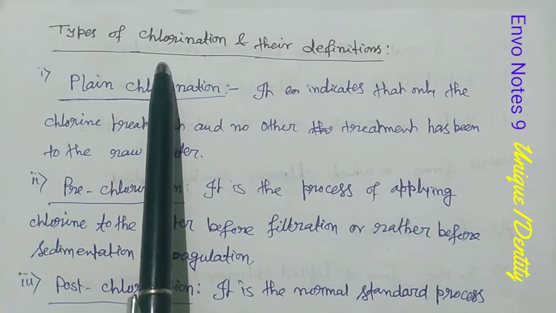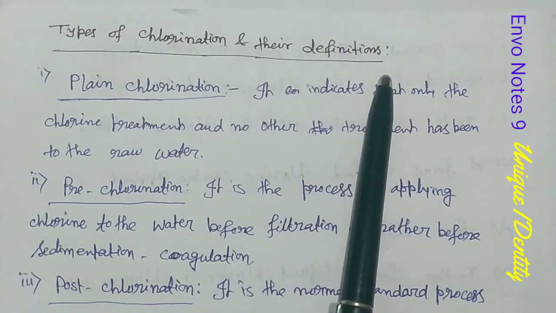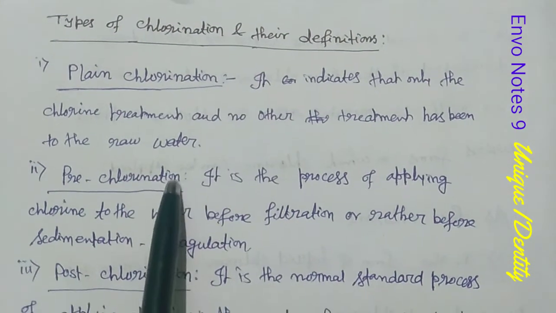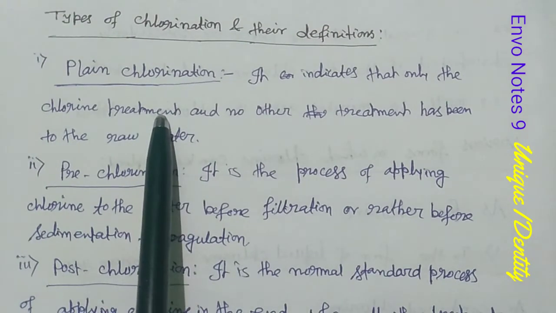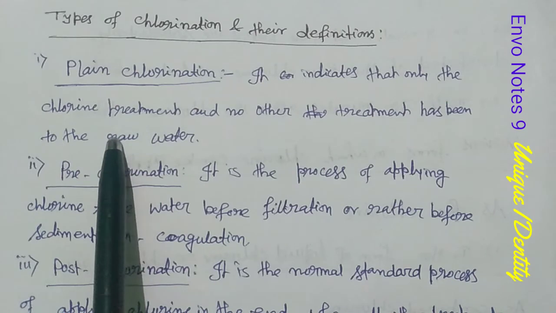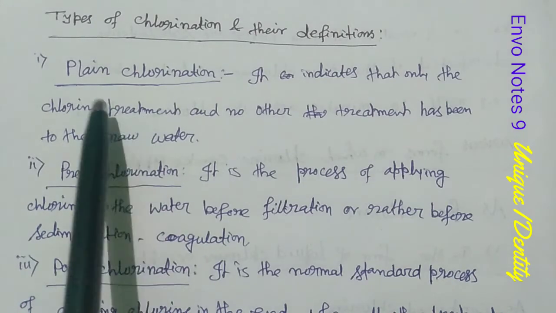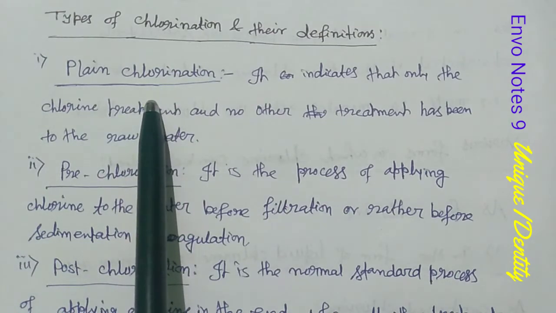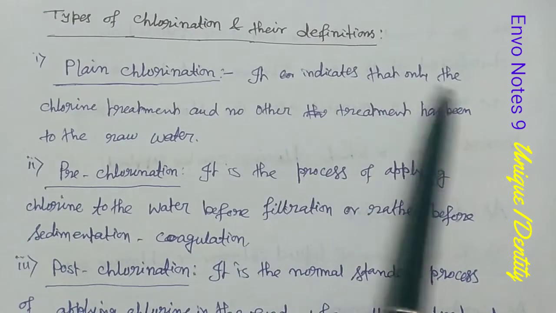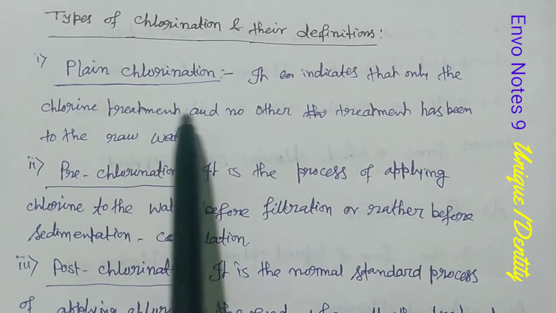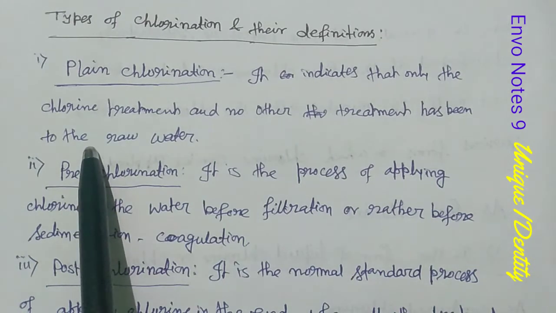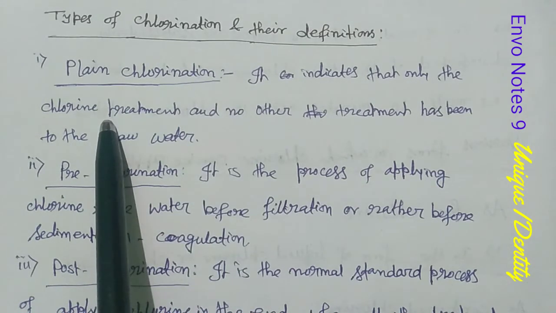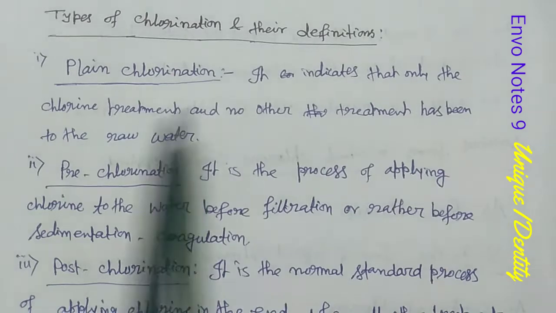Next, very important, the types of chlorination and their definitions. You should have a clear concept about different types of chlorination, because in the examination and in the interview you may be asked all these definitions. So please remember and take a note. First is plain chlorination. By definition you can understand that only the chlorine treatment is done and no other treatment has been performed on the raw water. So in plain chlorination only the chlorine treatment is performed, no other treatment has been done.